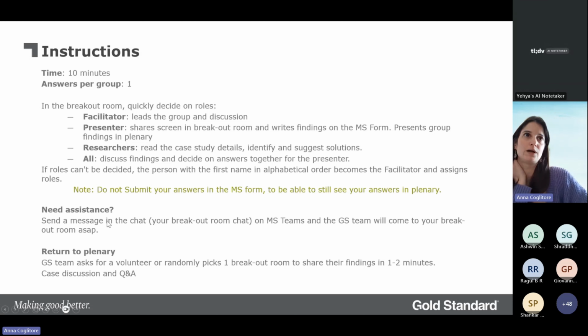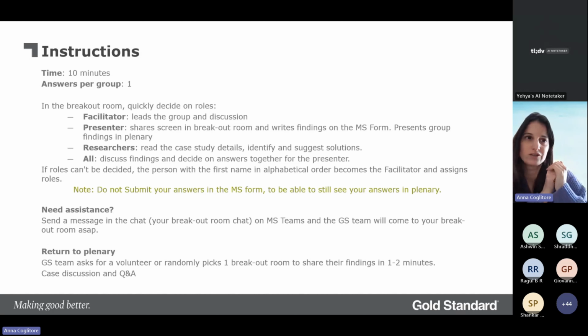If you need any help, your breakout room will have a chat. Please send a quick message there with a few details on what you need, and then one of us will come to you for help. Once we come back to plenary after the 10 minutes, we will ask for a volunteer presenter who would like to share the results. If we don't have a volunteer, then I'll pick a number from the breakout rooms and put you on the spot. Afterwards, we will discuss the case. We will have time for more questions and to talk about it even more.